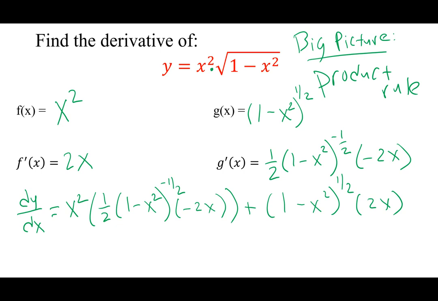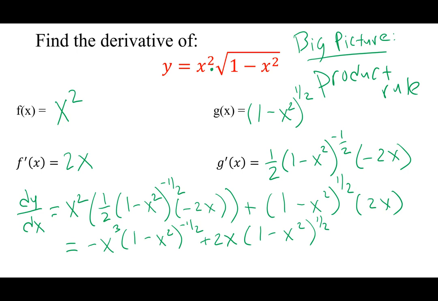And now my main purpose from this point forward is to simplify. The truth is the calculus is over. Everything from this point forward is all about the algebra. So I'm going to go ahead and multiply through and try to simplify my first term there. So the 1/2 is going to cancel out with the 2. I see an x and an x squared, and I also see a negative. So that's going to be negative x cubed times (1 minus x squared) to the negative 1/2, plus 2x times (1 minus x squared) to the positive 1/2.